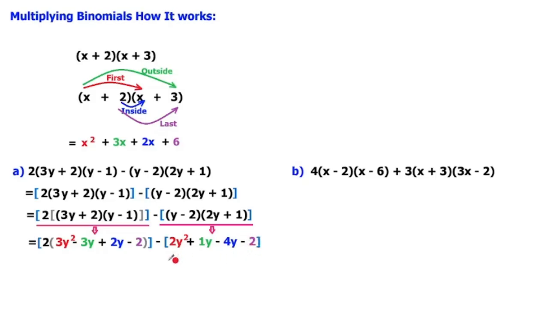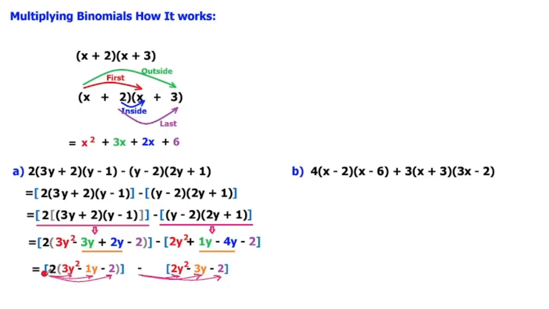So now we can combine our like terms. Negative 3y plus 2y gives us just 1y, and we leave the rest the same. And then 1y minus 4y gives us negative 3y, and the rest is the same. Now for this, we can multiply the 2 in. So let's do that.